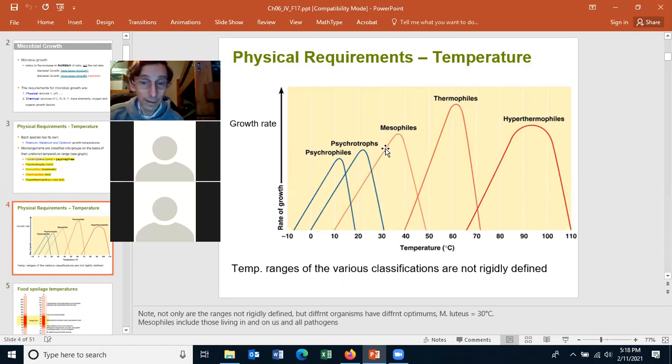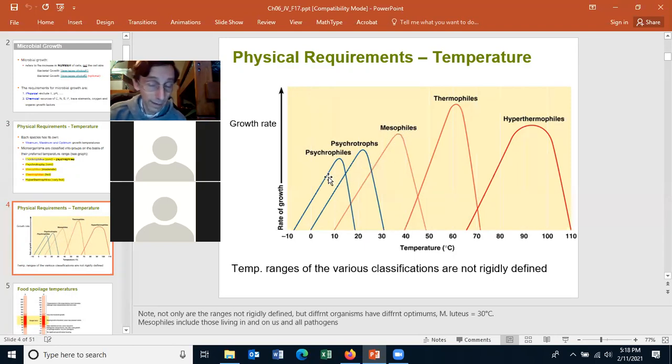Mesophiles are the organisms that grow best around 37 degrees, and that's our core body temperature. These are the organisms that are human pathogens. These organisms can make us sick, get in our body, and infect us.